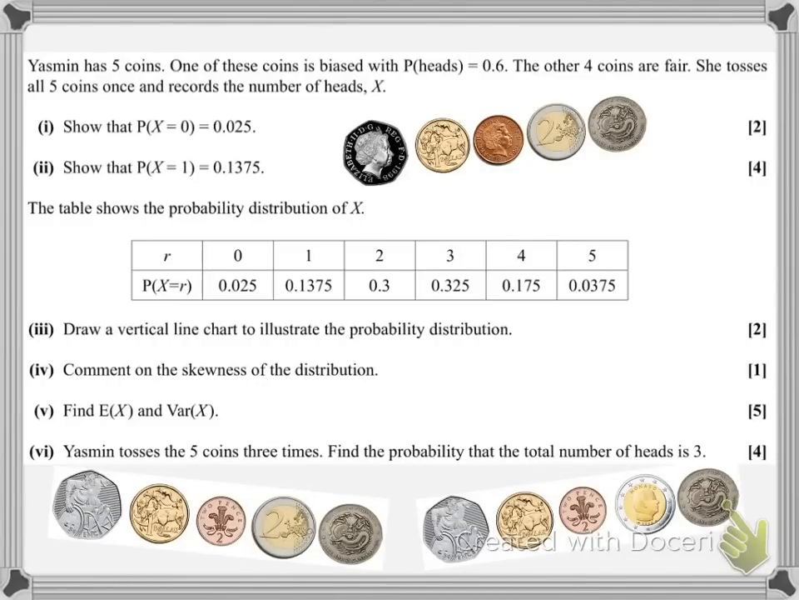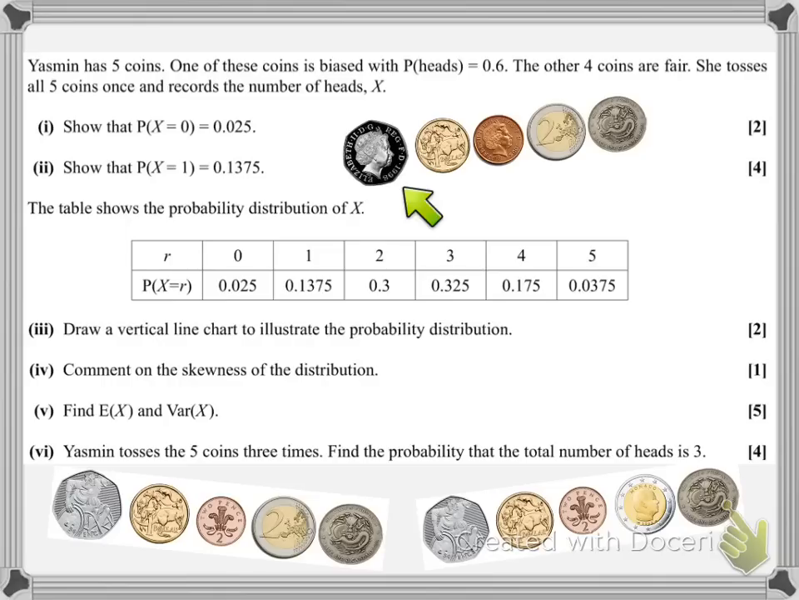This is an S1 section B question. In this question, we've got Yasmin who's got 5 coins, but the coins are not all the same. One of the coins is biased, and it's more likely to show heads than tails. The probability of heads is 0.6. The other 4 coins are all fair, and she tosses all 5 coins once and records the number of heads.